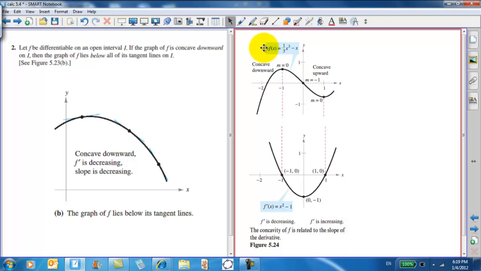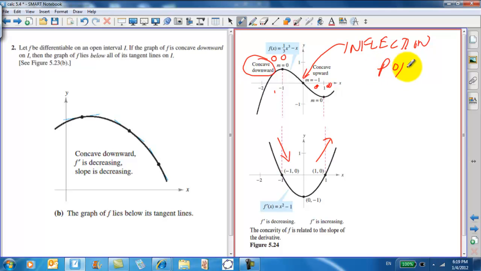Well, notice that this original function is definitely sad over here on the left. So this is concave down. And notice how the derivative is decreasing. And here on the right, to the right of negative 1, it's happy, and the derivative is increasing. So right here where you have this change in concavity, that is called an inflection point. And we'll study more on that later.